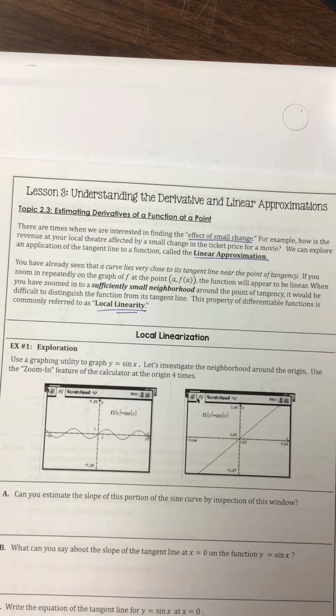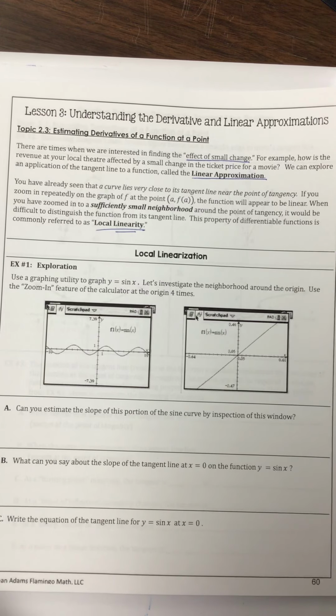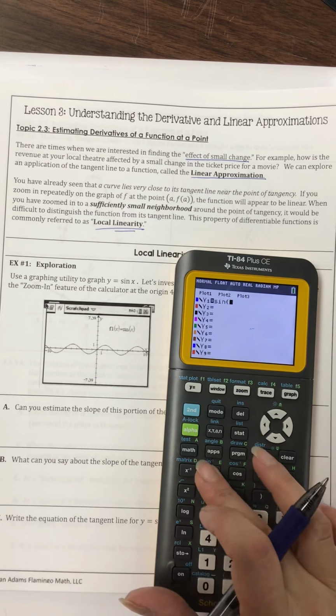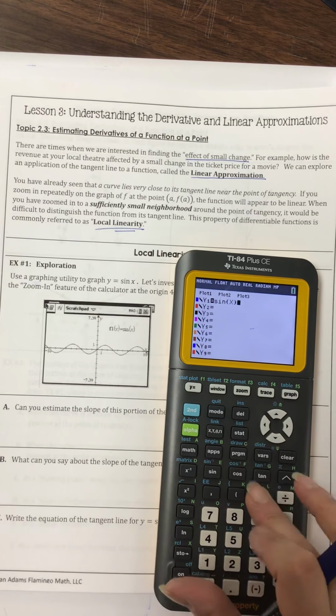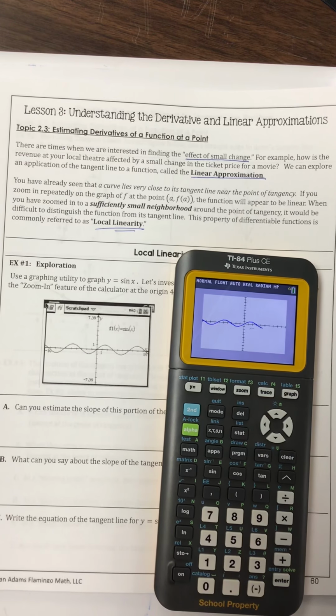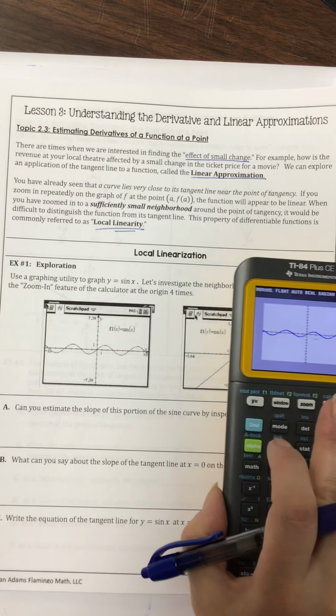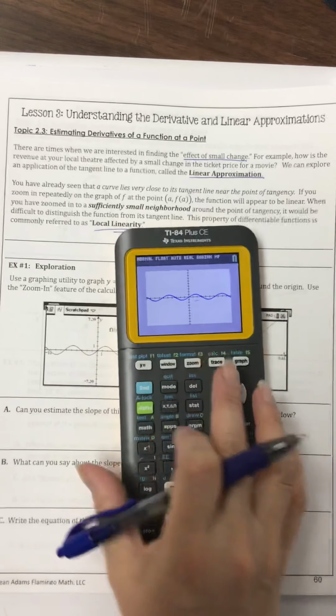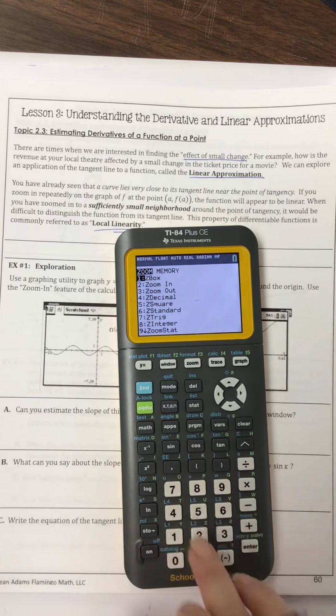In this first exploration, use a graphing utility to graph y equals sine of x. Well, we could do that. She's already done it there for us in a graph. But we could do it. We could go to our calculator and graph sine of x. We know what it's basically going to look like, right? And it says zoom in at the origin 4 times. So zooming in, we could go to zoom in.